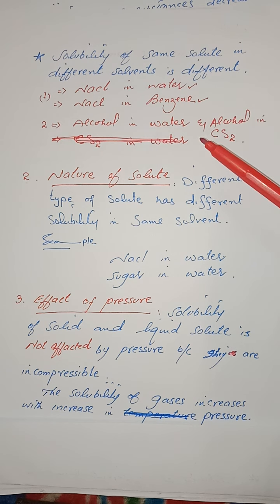Alcohol in water is more soluble, but the same solute, which is alcohol, is almost insoluble in CS2, carbon disulfide. The solute is the same, but if we change the solvent, then the solubility is affected. That is why we say that the solubility of the same solute is different in different solvents. By keeping the solute constant, if we change the solvent, then the solubility will be affected. Sodium chloride is more soluble in water, but almost insoluble in benzene.